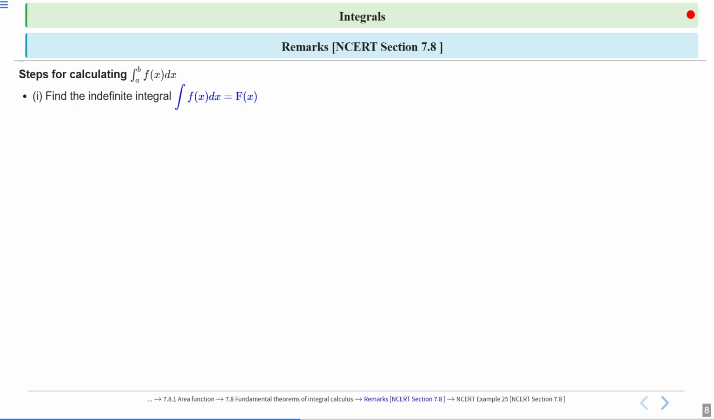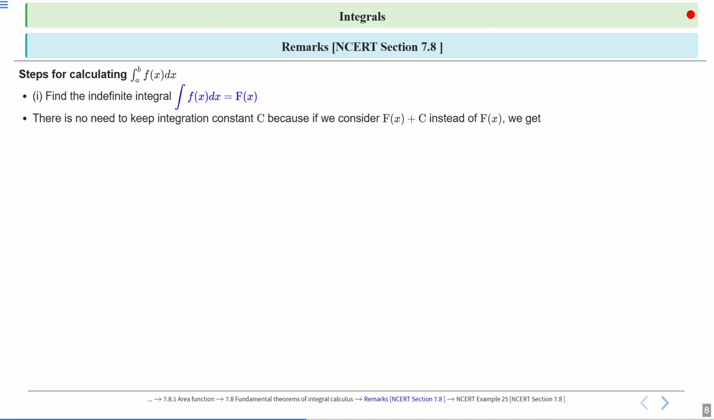Steps for calculating the definite integral from a to b of f(x) dx. In the first part, find the indefinite integral, that is, the integration of f(x) dx. We already know how to find this indefinite integral. There are many methods according to the question. So at first we calculate the indefinite integral of f(x) dx, that is capital F(x), which is called the antiderivative without the constant of integration.